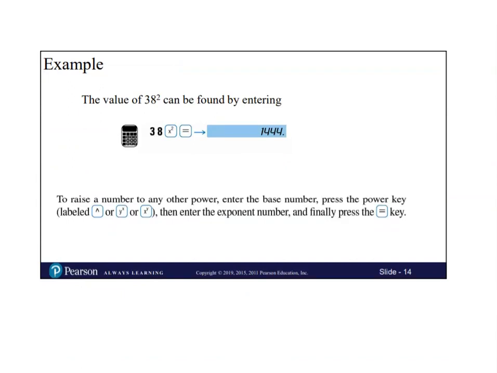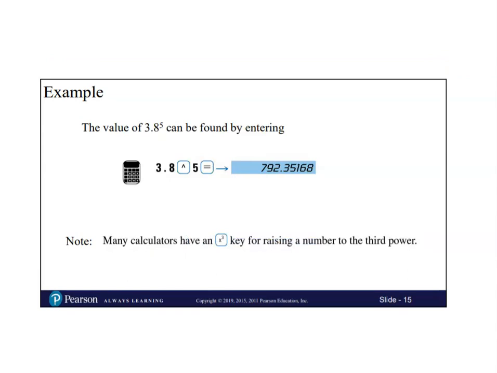So the value of 38 squared can be found if you type in 38 x squared, or you could type in 38 rooftop 2, 1,444. The value of 3.8 to the 5th power, and they're using the rooftop button here, 3.8 rooftop 5. You really have to use the rooftop if you're doing anything other than squared. So you could just use it every single time if you wanted to. If you use the rooftop button, that will get you something to the 5th power.